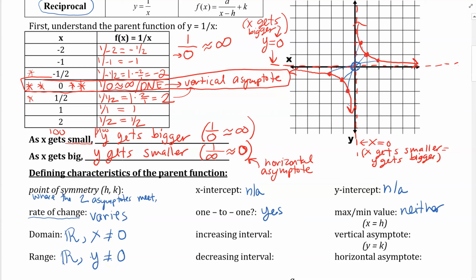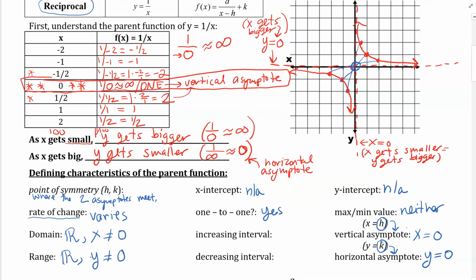The vertical asymptote for the parent function is at x equals 0, right? That's this vertical line here. But in general, when we start transforming them, it'll always depend on h. And the horizontal asymptote for the parent function is at y equals 0. That's along the x-axis. But when we start transforming the graph, that will be at k.